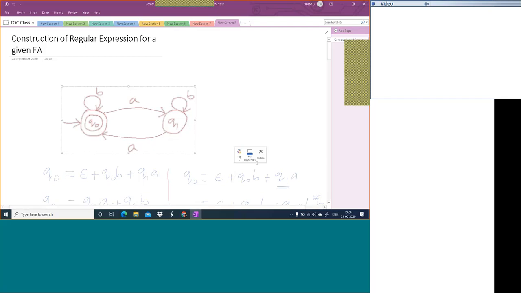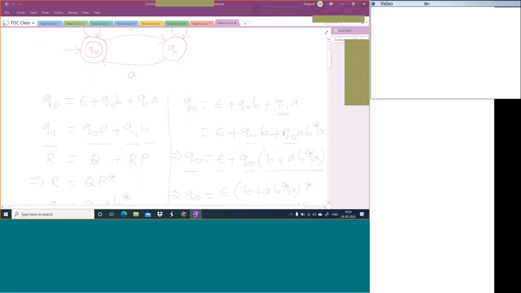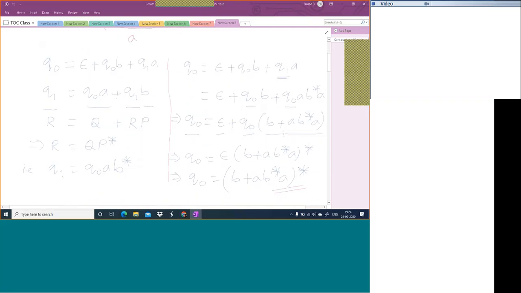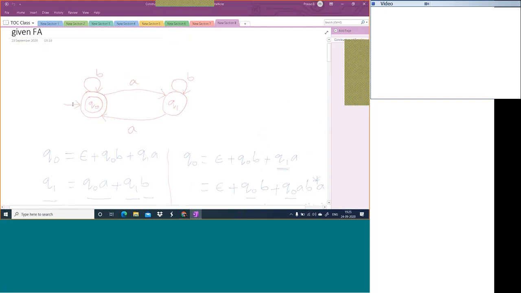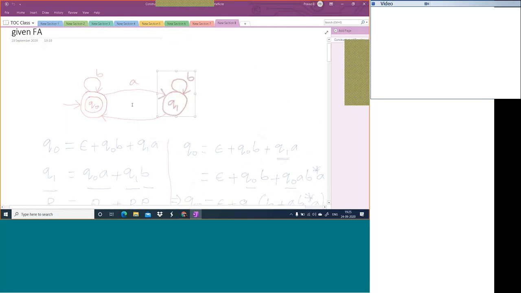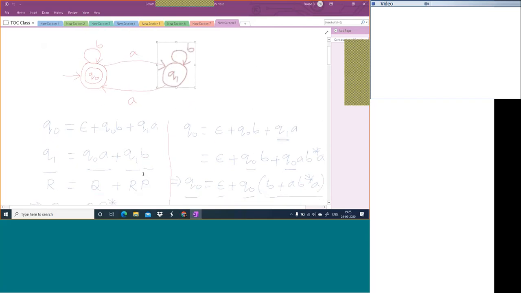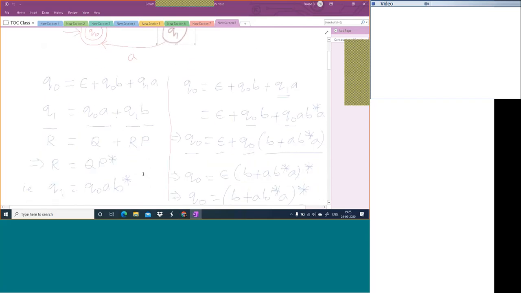What is the answer? Okay. Already you know the answer. So look at this. For Q0, there are three edges. One is from outside, that is epsilon. One is from Q0 with B, so Q0 B. And one is from Q1, that is plus Q1 A. And for Q1, two edges. One is from Q0 with A and one is from Q1 with B. So Q1 equals Q0 A plus Q1 B. And these are the equations.